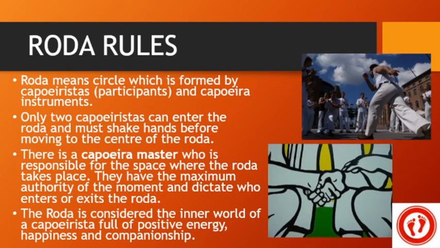Whilst watching that video, you may have noticed there were people around the outside, okay? And that is what we call the roda, which I'm going to explain now and then introduce you to some of the rules, as this will be important later on in this unit. Roda means circle, which is formed by the capoeiristas, or the participants, and also the capoeira instruments, which you heard in that video.